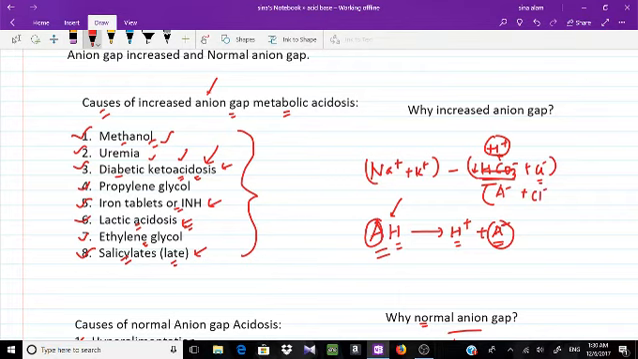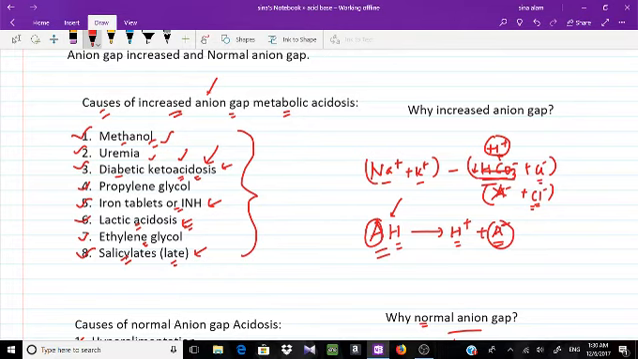And if you calculate this anion gap, by the way, you are not calculating the acid. What you are calculating is sodium, potassium, bicarbonate, and chloride. In our calculation, bicarbonate is down and this gap is high, right? In measured calculation, that's why we get an increased anion gap metabolic acidosis.